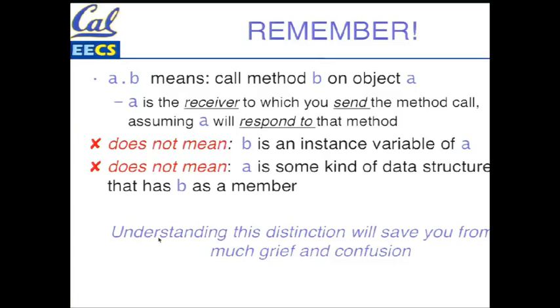If you remember this, it'll save you much grief and confusion. And the reason I want to burn this into your little brains is because there is, in fact, notation when we do object-oriented programming in a moment where it looks a whole lot like a.b means you're referencing an instance variable. And you sort of are, but this is the way it's really implemented, right? And if you remember this, you can't go wrong.